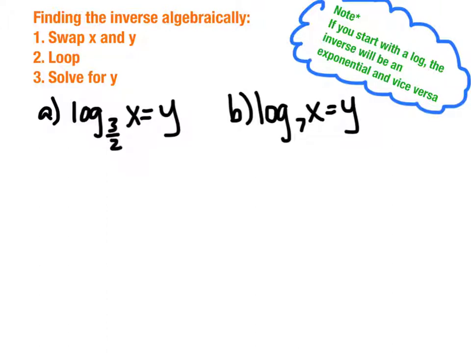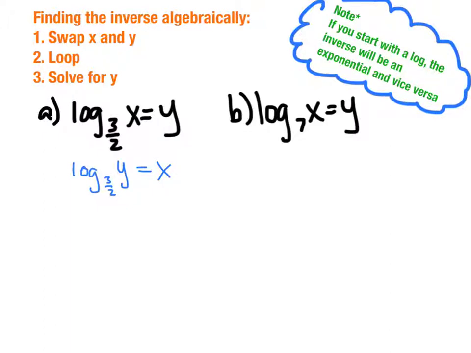Now, the biggest note that I want to make is that if you start with a log and you're finding the inverse, the inverse function will be an exponential. So if you start with an exponential, the inverse will be a log. So we're starting with a log. Will my answer have log in it? No. Okay, so I start by swapping x and y. Log base 3 over 2 of y equals x.